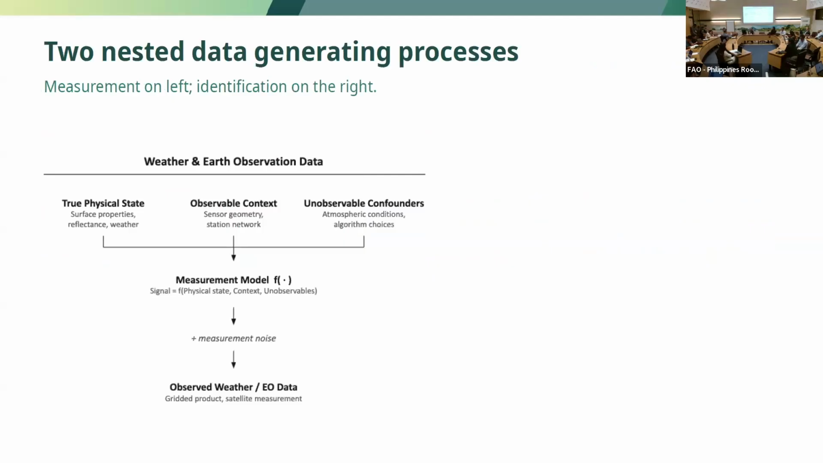So the other framing that I'd like to share with you all is thinking about the construction of gridded weather data and Earth observation data as one that combines a whole bunch of information together. So we have our physical state, we have our observable context, we have some unobservable confounders, and we have this measurement model, but this is measured with error, and this error is not always classical.